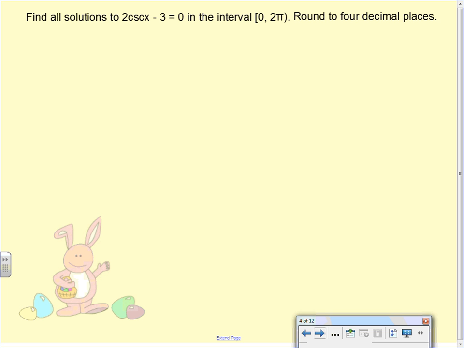2 cosecant minus 3 equals 0. Okay, here, we don't want all solutions. We only want solutions between 0 and 2 pi. So that's one full rotation on our unit circle. And then we want 4 decimal places. Again, decimal places is going to be a clue you're probably going to have to use your calculator.